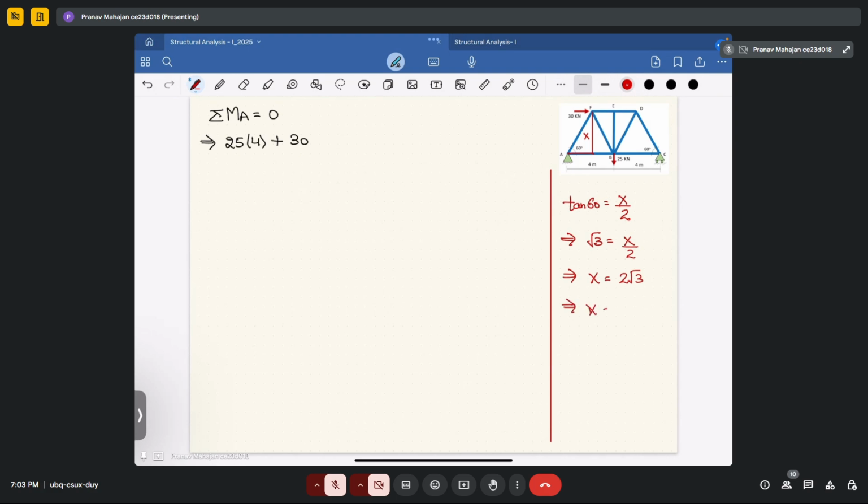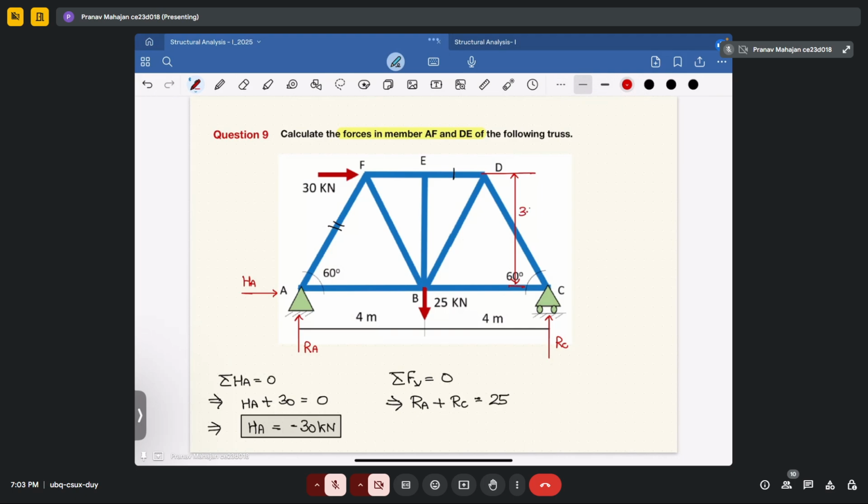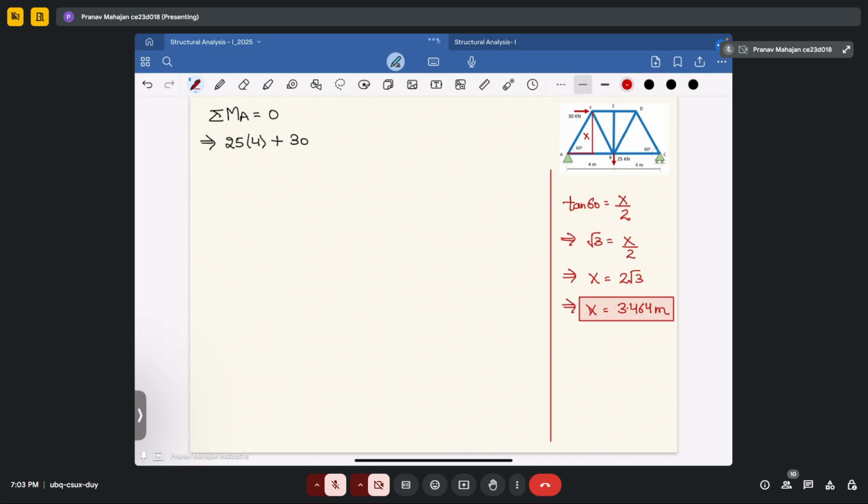That means your x is equal to 3.464 meter. Okay, so your x here is 3.464 meter. Now let's calculate. We have 30 into 3.464, minus RC into 8 equal to 0. This will give you RC equal to 25.49.